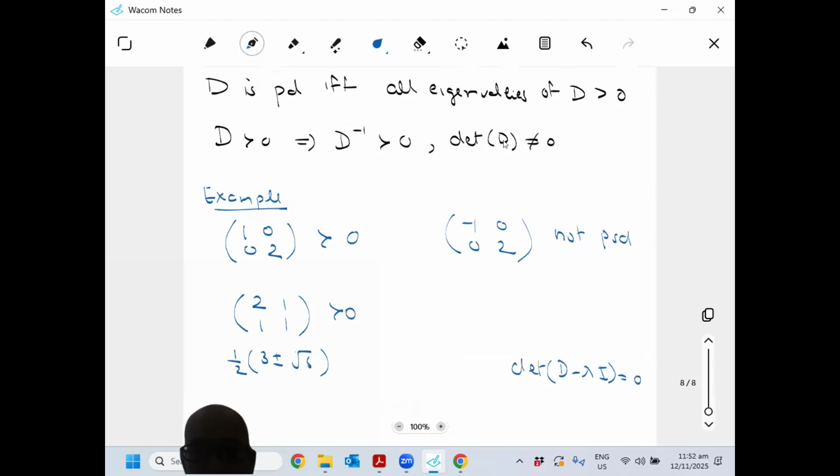Here is a matrix whose eigenvalues are 2 and 0. So this matrix is positive semi-definite because the eigenvalues are non-negative, but it is not positive definite because the eigenvalues are not strictly positive.